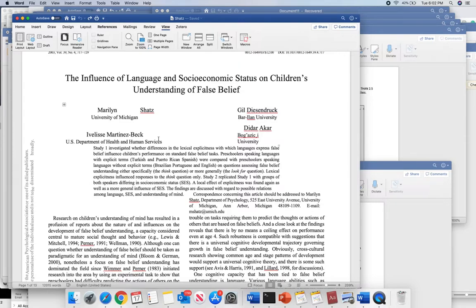It's not the best written article that I've assigned, but essentially what we see here is that there's 4 different languages. 2 of them, Turkish and Puerto Rican Spanish, have a word that means to falsely believe. Brazilian Portuguese and English do not. And they're going to assess if this impacts the think for question, the look for question. This is like a hidden object task, and we'll read more about it as we read through it. But in an abstract, the authors often assume you have a little bit more knowledge than if you're reading the whole article. So essentially, there are 4 languages. 2 of them share this false belief word, and 2 of them do not.